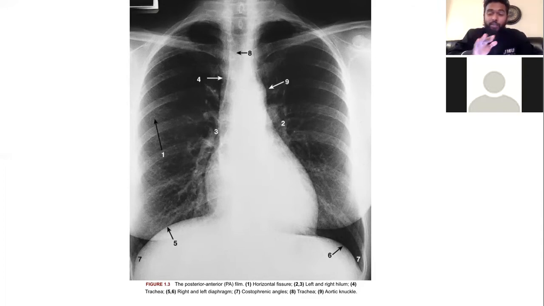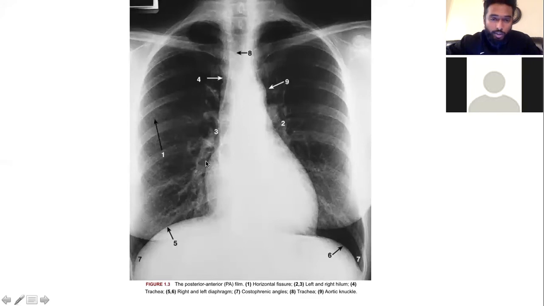On the left lung, there's only one fissure, right? It's only the oblique fissure. So if it's above the oblique fissure, it's upper lobe. If it's below the oblique fissure, it's lower lobe, right? But on the right lung, there's two fissures. There's a horizontal fissure and there's an oblique fissure. So just remember this.